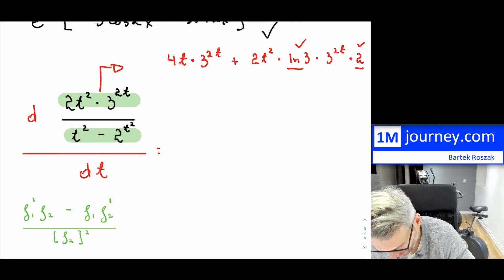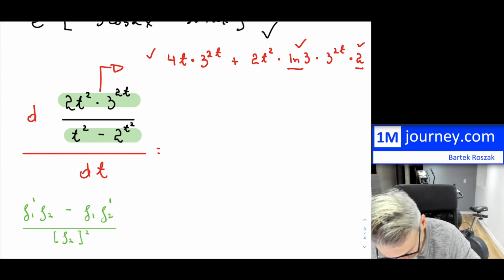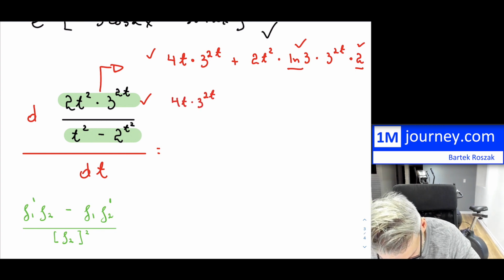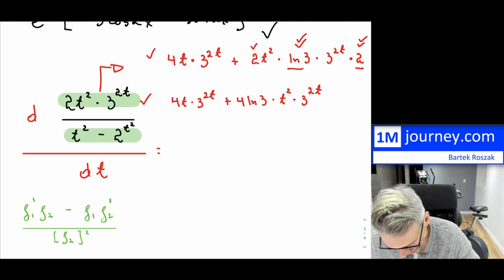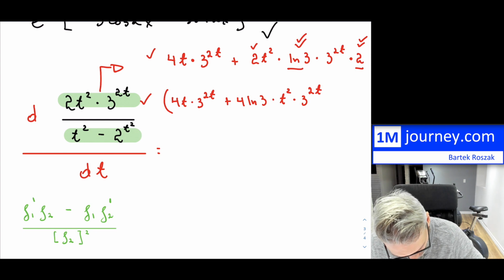Let me massage this a little bit in here. That's just the derivative of that numerator. That's going to be 4t times 3 to the 2t plus. Now I'm going to collect all these constants in here. So 2 times 2, that's going to be 4 ln 3 times t squared times 3 to the 2t. And that's just the numerator right there.